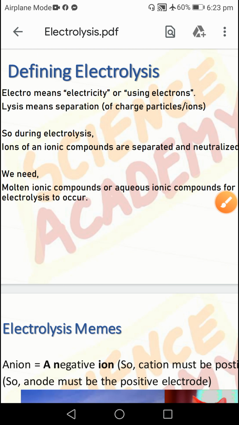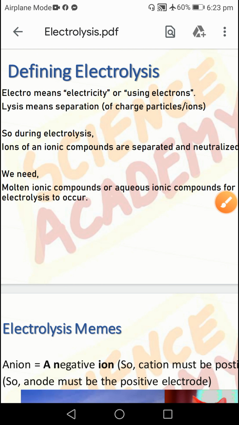Okay, so first of all, this picture is the picture of an oil rig where oil is extracted. So OIL RIG in this case would stand for: oxidation is loss of electron and reduction is gain of electron. I will repeat: oxidation is loss of electron and reduction is gain of electron.